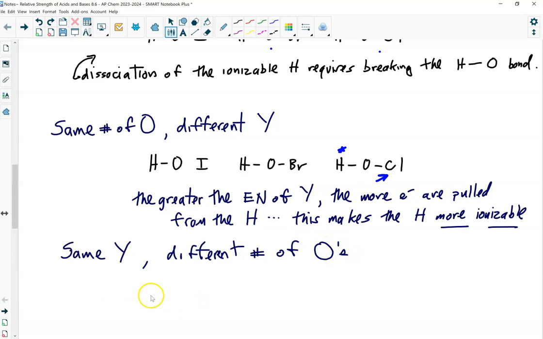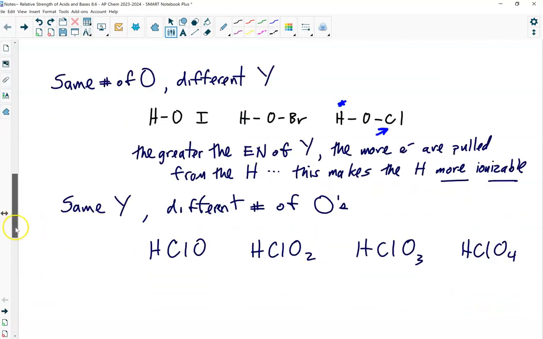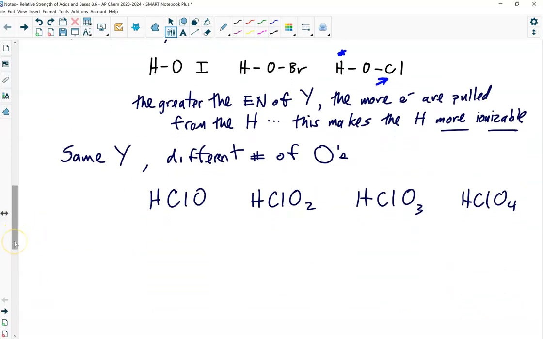Okay. So that would be like HClO, HClO2, HClO3, and HClO4. Right? And so if you kind of think about this, it is going to be like this. This is going to be HCl. I think it's like that.